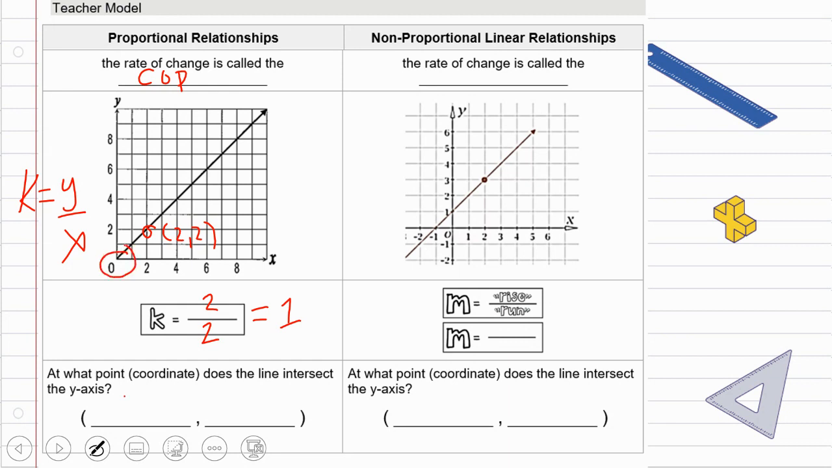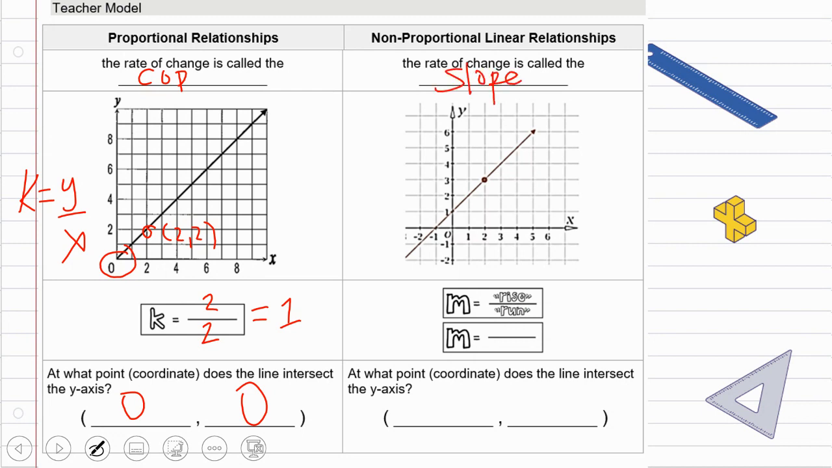Now, if I look at the graph, at the point where the coordinate line intersects the y-axis, it's at 0, 0, which is the origin. That's how I know this is proportional. Now, in our non-proportional graph, it does not go through the origin, even though it's a straight line, but we find the rate of change that's called the slope.